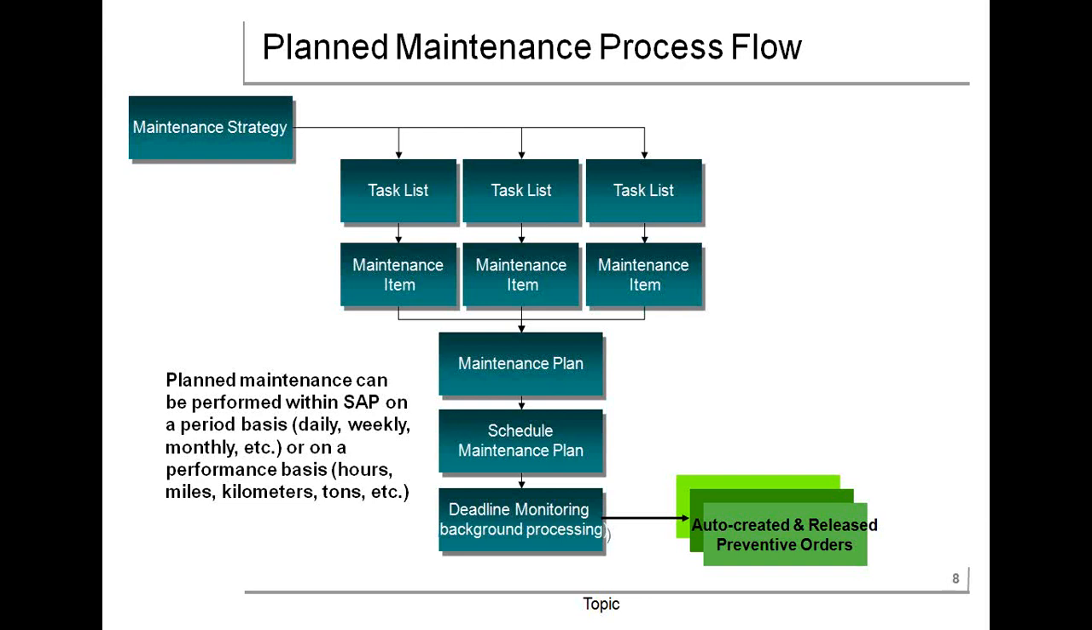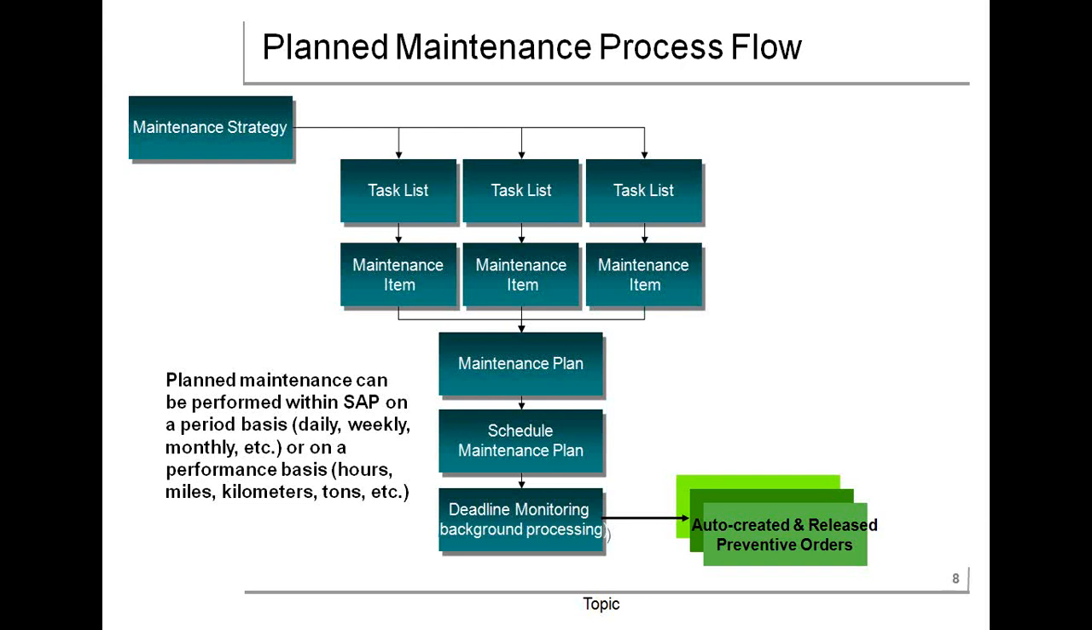These task lists are basically defined by the OEM, the original equipment manufacturer. When we procure or buy a machine, they will say these are the activities you have to perform at certain intervals. Those are called a task list. And next is maintenance item. A maintenance item is basically the machines.